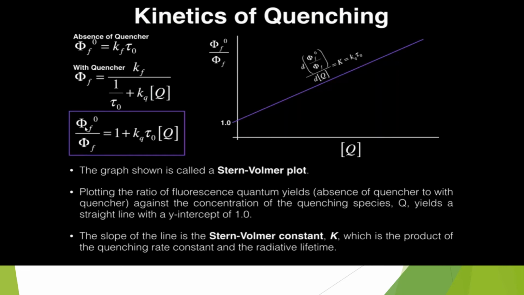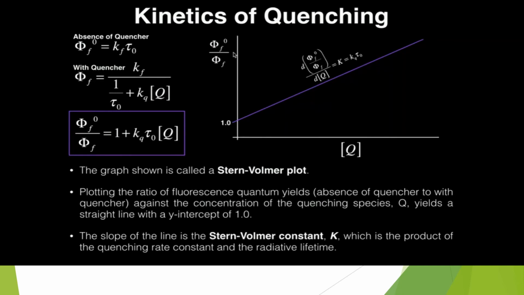So this is not exactly in the form, but it's basically y equals mx plus b. Our b, the y-intercept, is just 1. That's the nice thing about a Stern-Volmer plot: it intersects the y-axis at y equals 1. Then if you plot this ratio versus the concentration of the quencher, the slope of this line, which some sources denote capital K, is equal to these two numbers multiplied in front of the Q, which are the rate constant of the quenching times the radiative lifetime of the species.